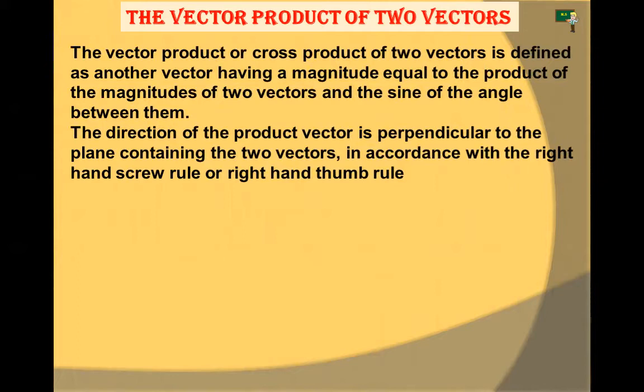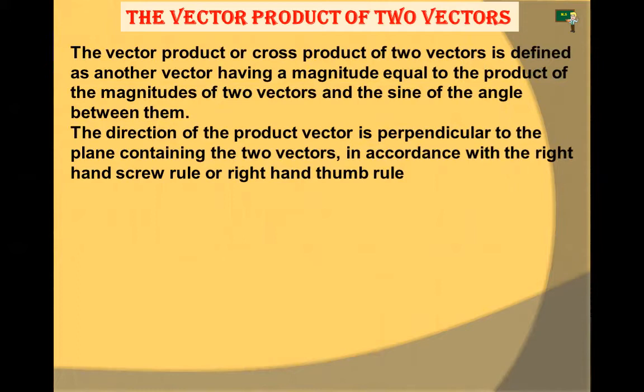The vector product or cross product of two vectors is defined as another vector having a magnitude equal to the product of the magnitudes of the two vectors and the sine of the angle between them. Remember, the magnitude explains the quantity. Now, the direction of the product vector is perpendicular to the plane containing the two vectors, in accordance with the right hand screw rule or right hand thumb rule.